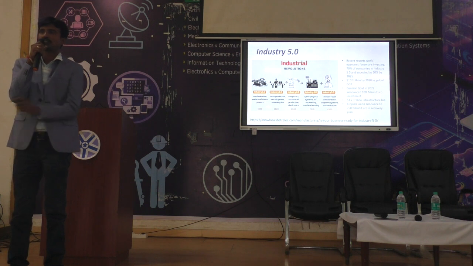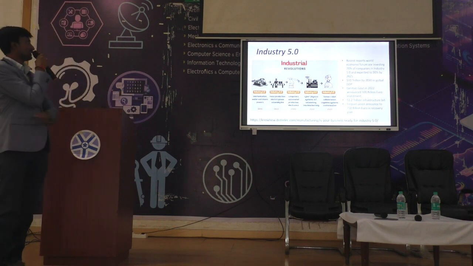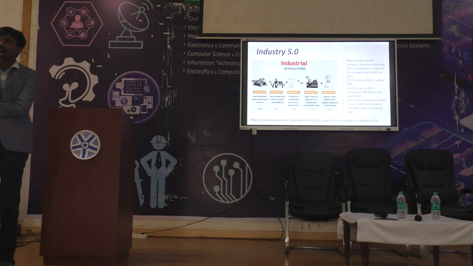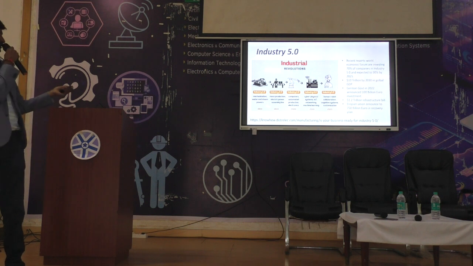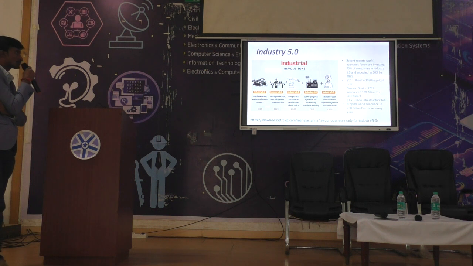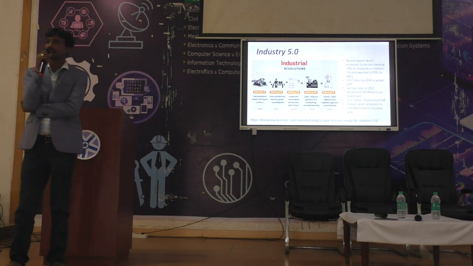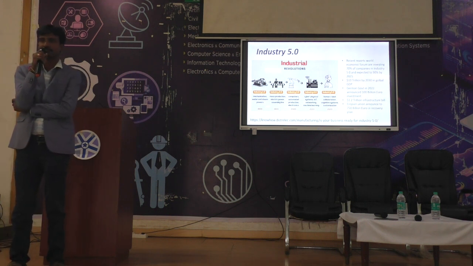So if you see the first phase of revolution, it contains mechanization, water and steam. Like railway train engines, they used to run with the help of steam power. And later it was converted to electrical because of the development of electrical power, mass production, assembly line in the second industrial revolution.